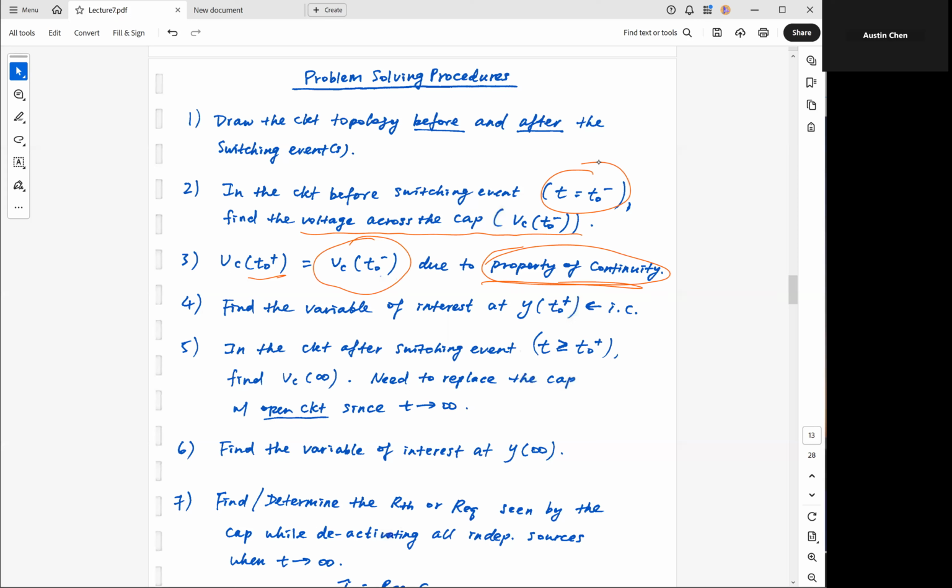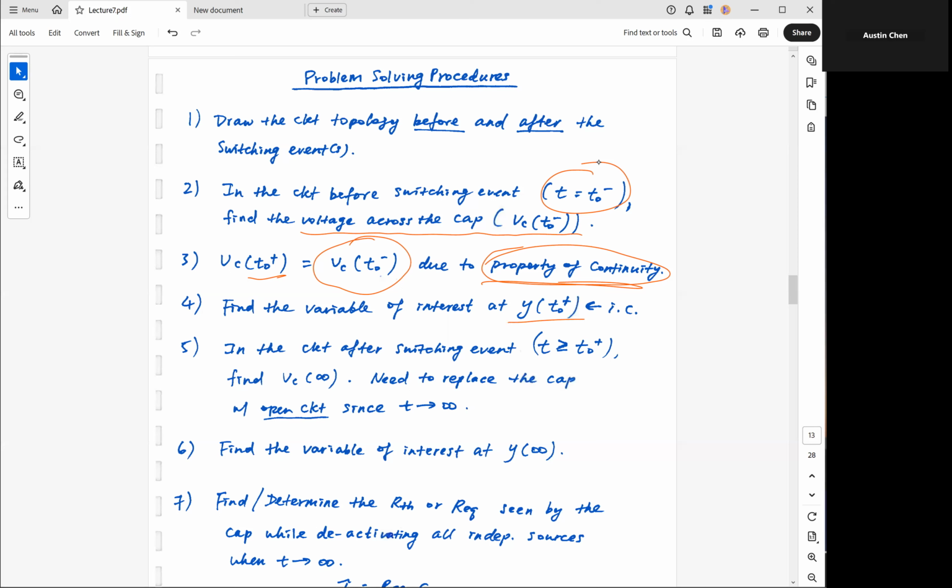So again, voltage drop across a capacitor cannot change instantaneously. Okay, it cannot change suddenly. Okay, it can change gradually, but not instantaneously. Okay. All right. Number four, depending on whether you have another variable of interest to find or not, right? So I'm going to just label it as y at t equals 0 plus or y at 0 plus. Okay. So if there is another variable that you need to find, then you will need to do step 4. Otherwise, you will focus on step 3 and then move on to step number 5.